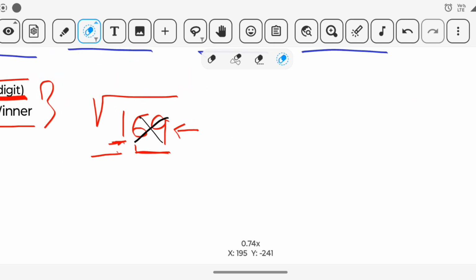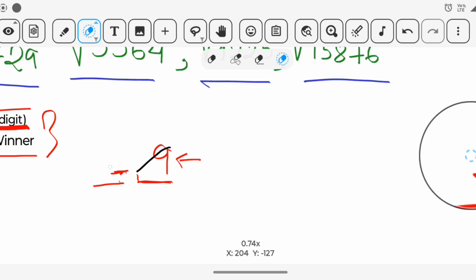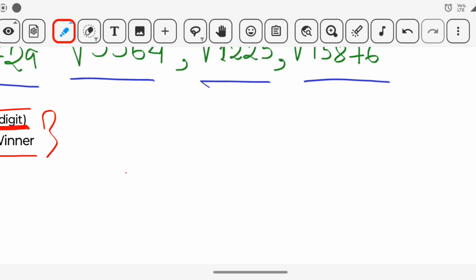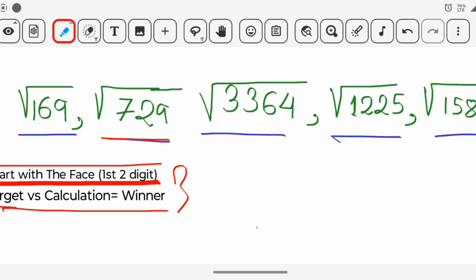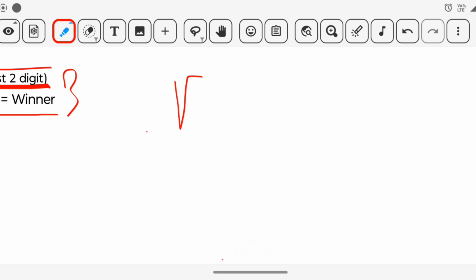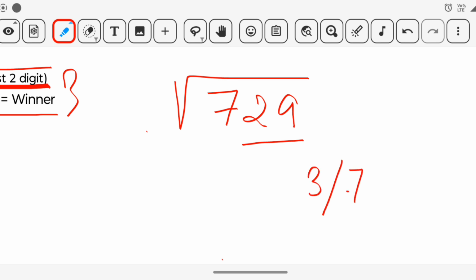So stay tuned with me. So this was 169. Easy. So our next number is 729. Square root of 729. So let's take it. This is the face. Again, it is 9. So 3 or 7 are the chances.